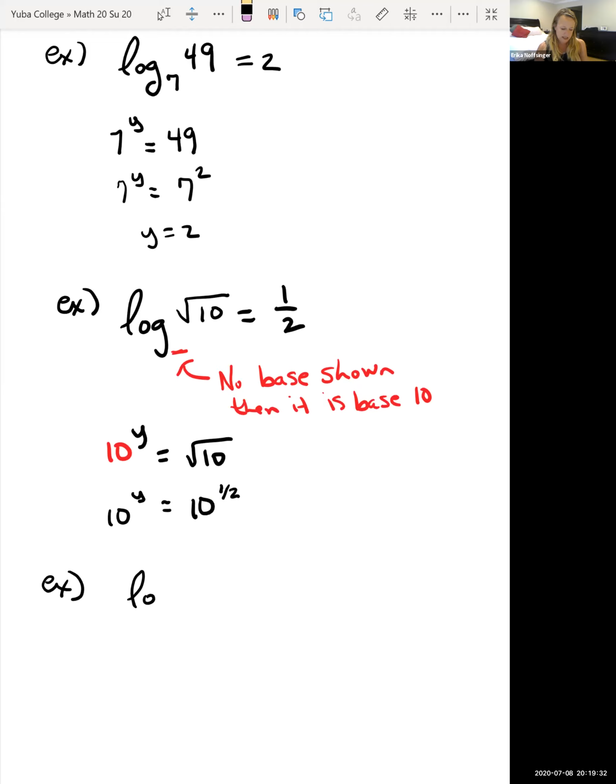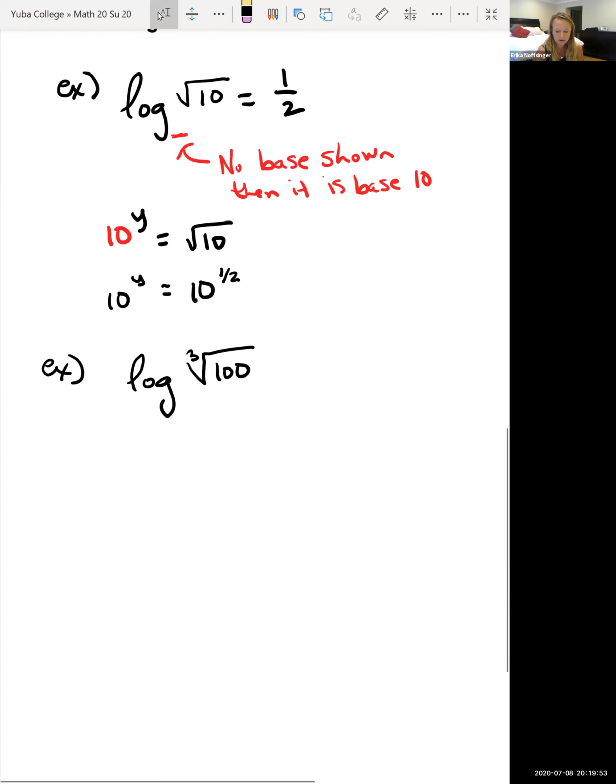So if you had just log of, let's say, the cubed root of 100. So again, our base isn't shown in this one, but if it's not shown, we know it's 10. And so we have 10 raised to what power would give us back this cubed root of 100?